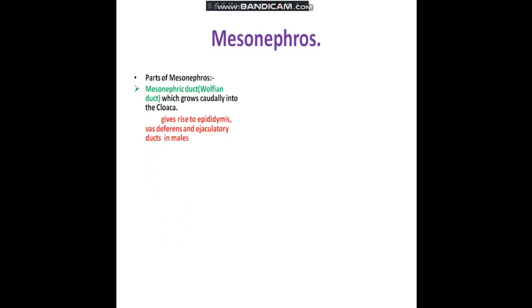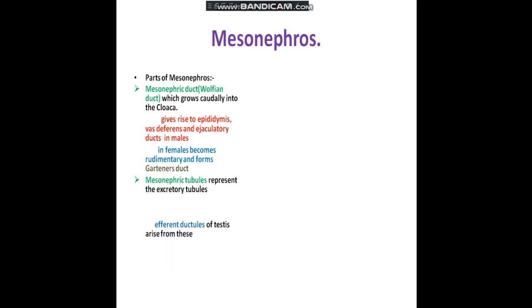So let us see now the mesonephros. Parts of the mesonephros: it has a duct known as the mesonephric duct, which extends from the cervical region down and enters into the cloaca. It gives rise to the epididymis, vas deferens, and ejaculatory duct in males. In females, it becomes rudimentary and forms Gartner's duct. Mesonephric tubules represent the excretory tubules. Efferent ductules of the testes arise from these, and in females they become rudimentary and form the epoophoron and paroophoron.